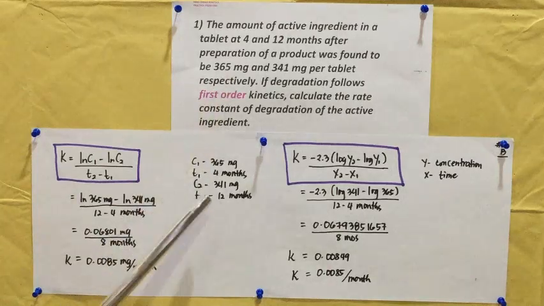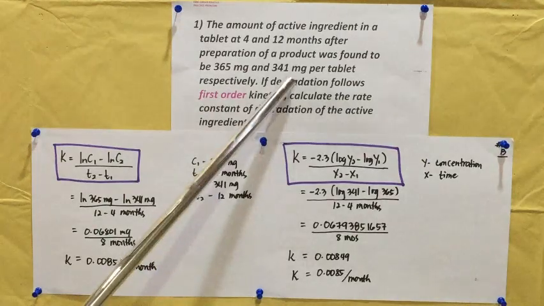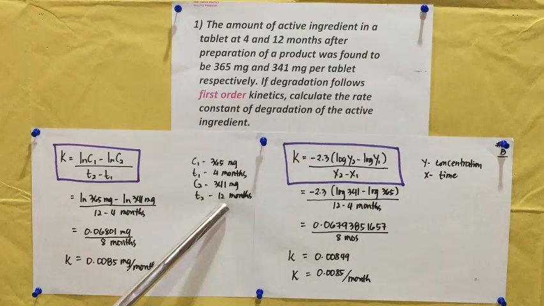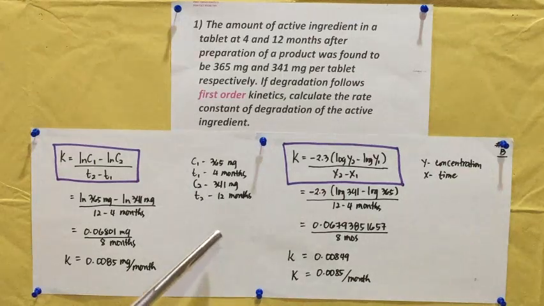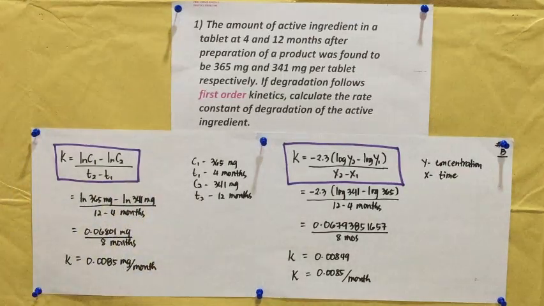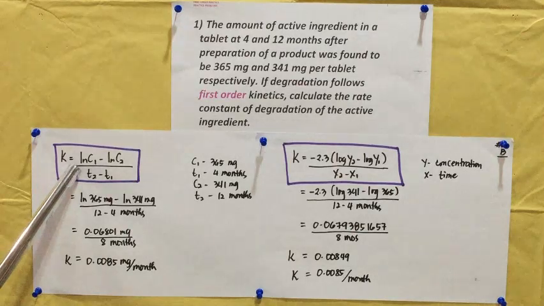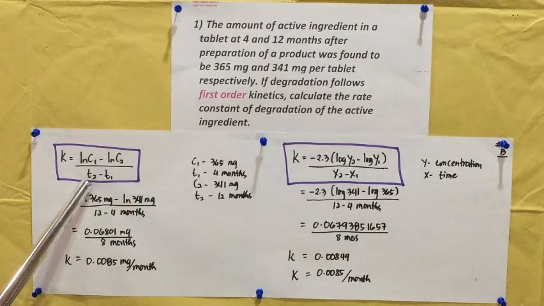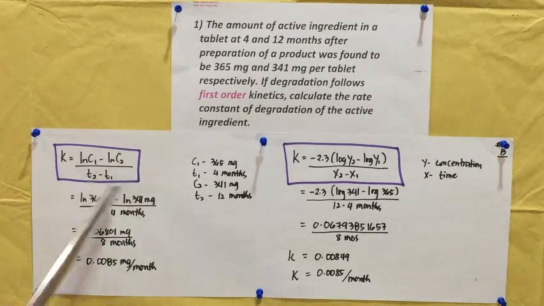365 mg is C1 at time 1, which is 4 months, and 341 is C2 at time 2, which is 12 months. Now we are looking for the rate constant of degradation. For first order kinetics, to look for K, we have this formula. So K is equivalent to the natural logarithm of C1 minus the natural logarithm of C2 over T2 minus T1. So ln C1 minus ln C2 divided by T2 minus T1.